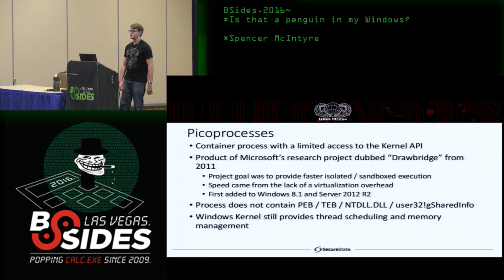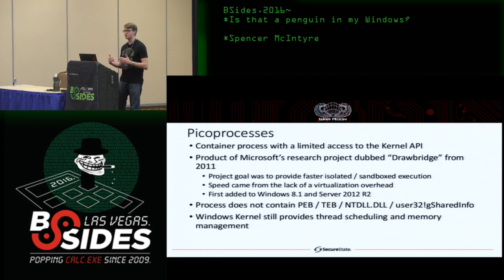Originally, the Pico processes were introduced by Microsoft as a new form of sandboxing. So these hollow processes don't actually contain the structures that a standard Windows process has. When you start a new typical process on Windows, like calc.exe or notepad.exe or anything like that, you're going to get a copy of NTDLL.